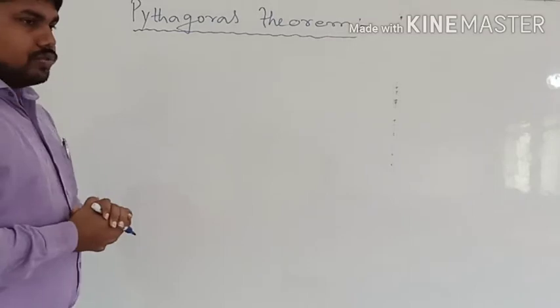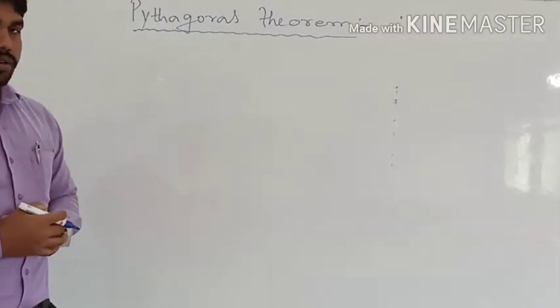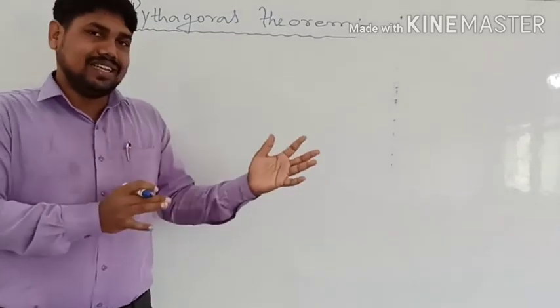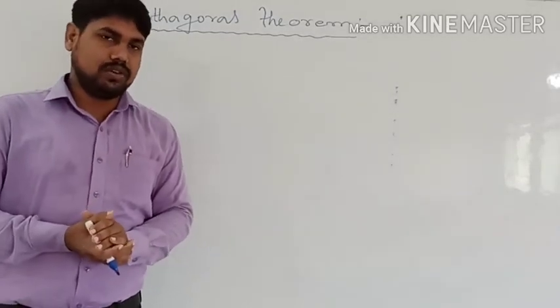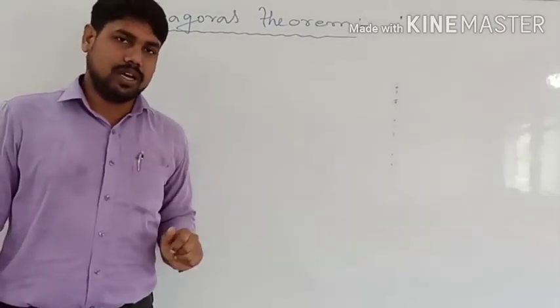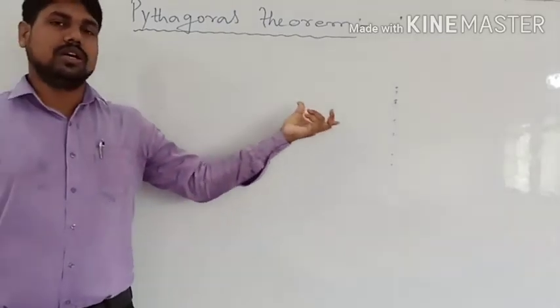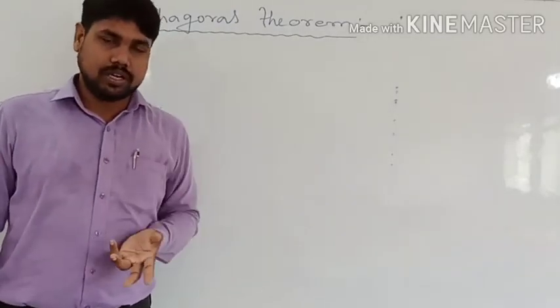Now the next topic which we have is the converse of Pythagoras theorem. So what is the converse of Pythagoras theorem? This is just the opposite of the Pythagoras theorem. What we have learned is that the sum of the squares of the two sides is equal to the square of the hypotenuse. The converse is the opposite of that: the square of the hypotenuse is equal to the sum of the squares of the other sides.